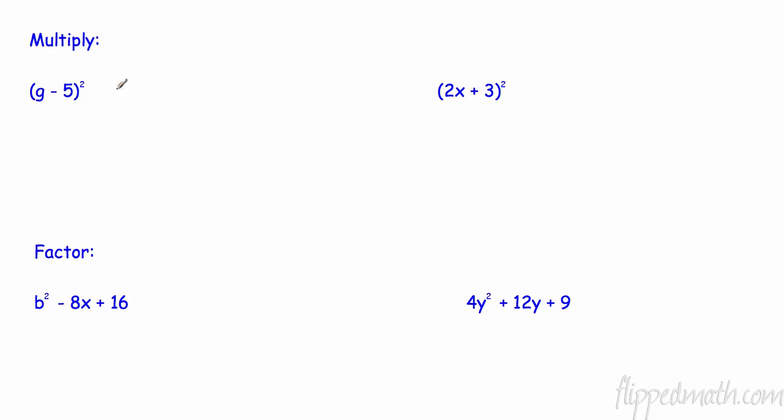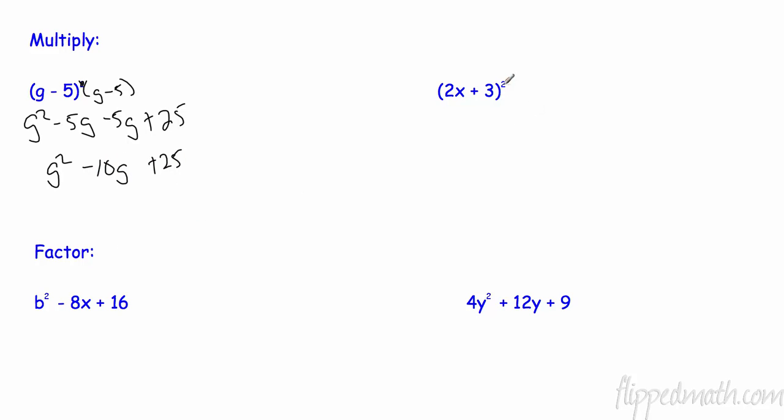We have this one, g minus 5 squared. So I want to take the same thing and multiply it by itself. G minus 5 times g minus 5. That's g times g is g squared. G times negative 5 is negative 5g. Negative 5 times g is negative 5g. Negative 5 times negative 5 is a positive 25. And in the middle, now they don't cancel, so I have g squared minus 10g plus 25.